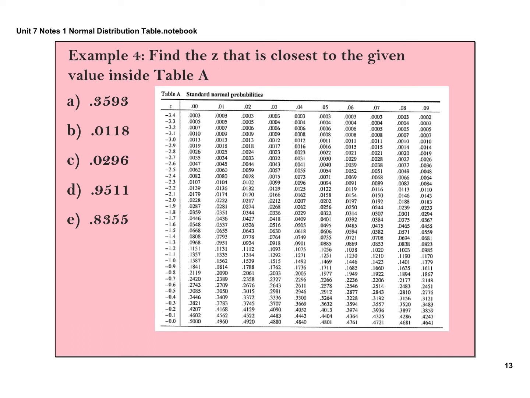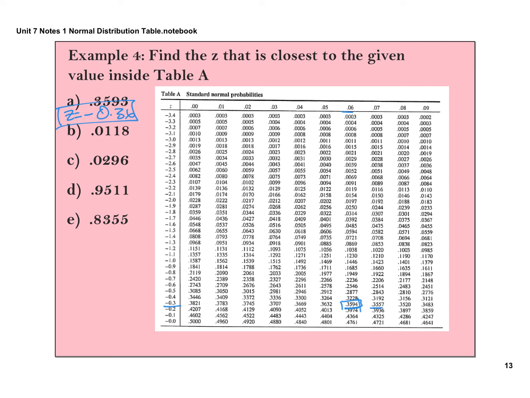So if I look for 0.3593, here's 3557, here's 3594. I'm between those two values, but this one I'm much closer to. Your 3593 would be over here somewhere. You're much closer to this one, so I'm going to call that my z-score. Z equals negative 0.36.